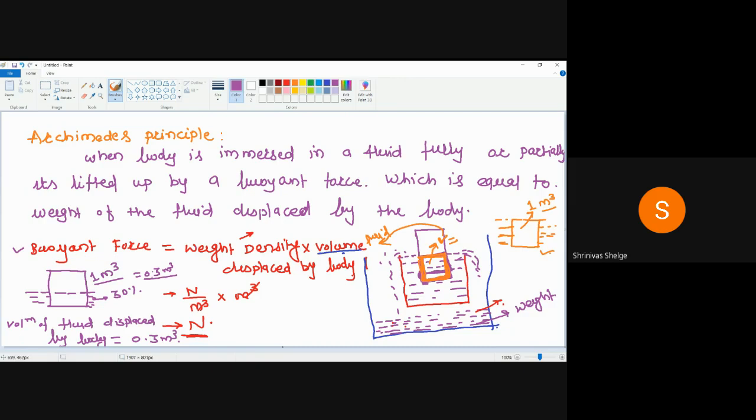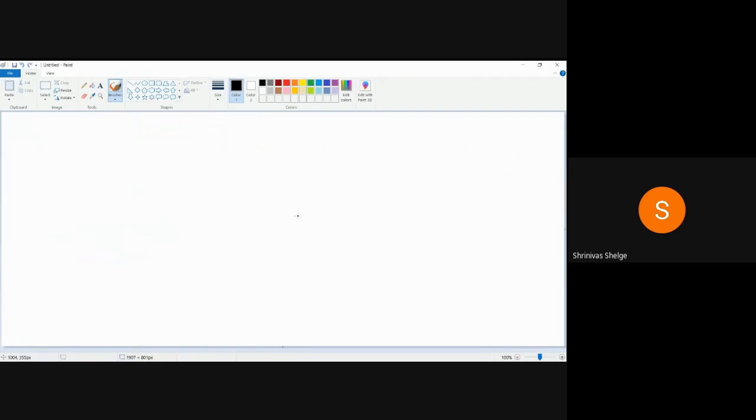Direction is always upward, and the location of the buoyant force, that is, the point of application of the buoyant force, is the CG of the submerged portion of the body. Correct. So that is the location of the buoyant force. Next point is the principle of floatation. I will go for the next point. Principle of floatation is also very important.